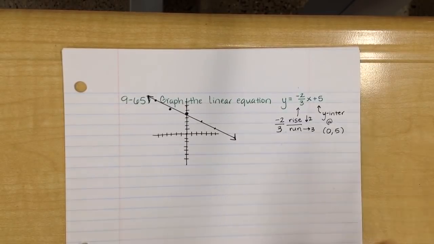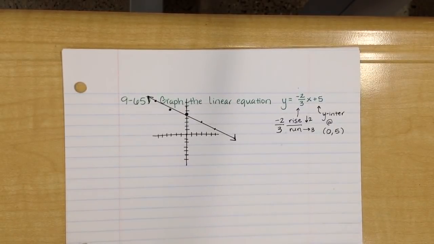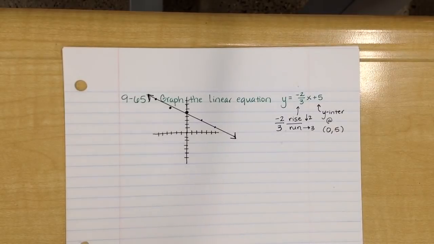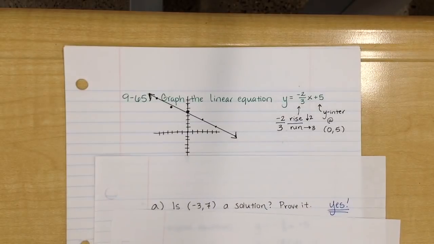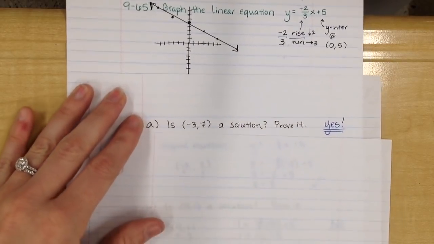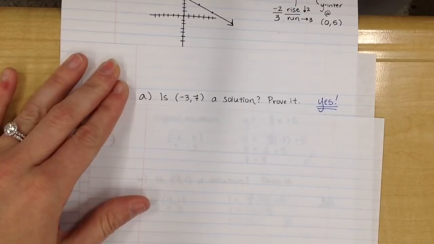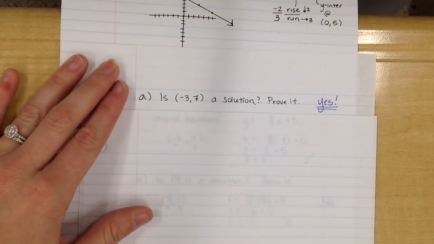The next couple of questions that this problem asked us was to interpret certain numbers on our linear equation, but doing them algebraically. So the first one that it asked us is, is negative 3, 7 a solution? And then to prove that algebraically. This one is going to end up being a solution.